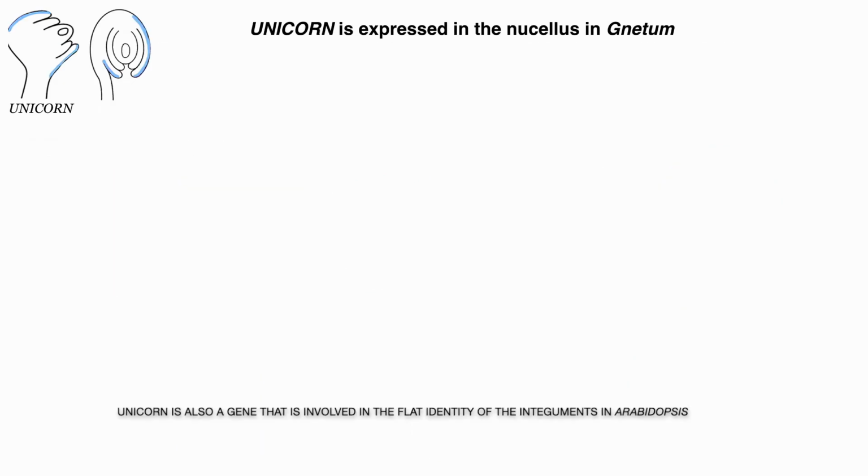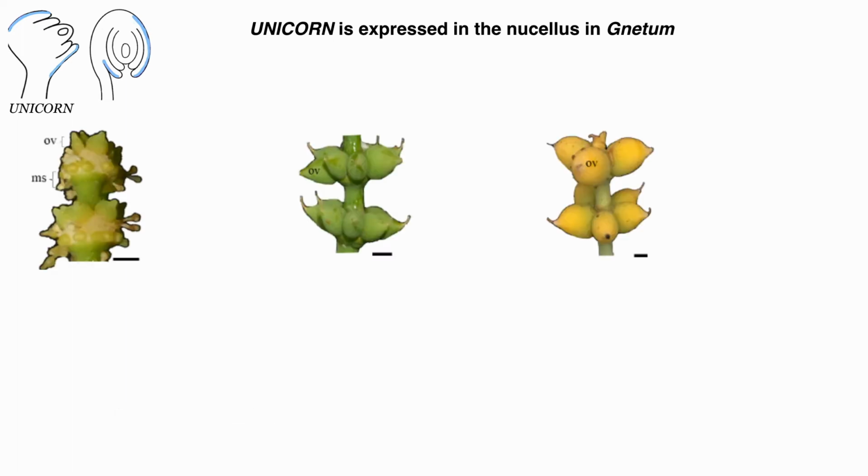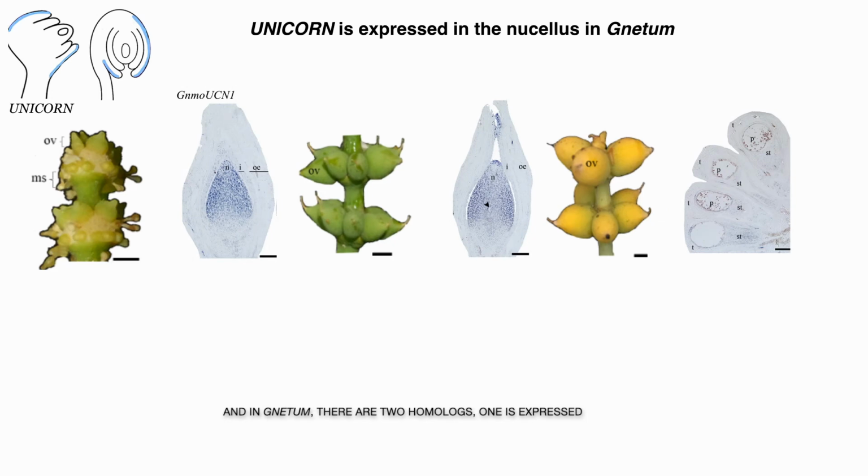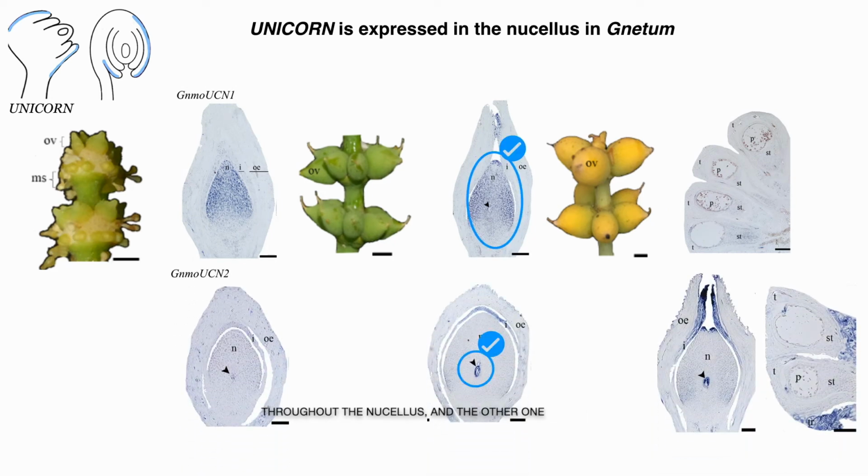Unicorn is also a gene that is involved in the flat identity of the integuments in Arabidopsis. And in Gnetum, there are two homologues as well. One is expressed throughout the nucellus, and the other one is restricted to the megaspore mother cell, and again to the apical region of the integument.